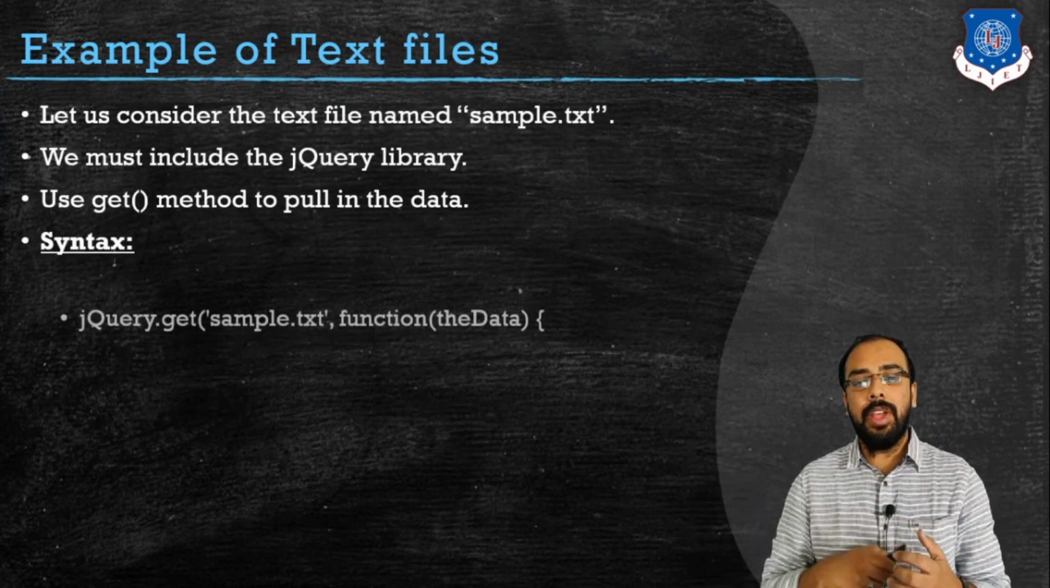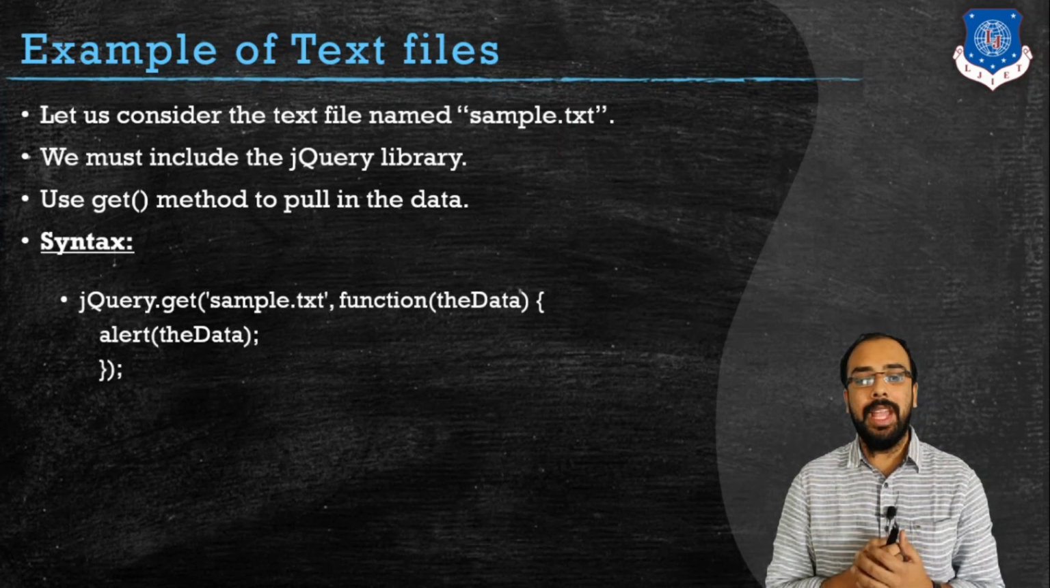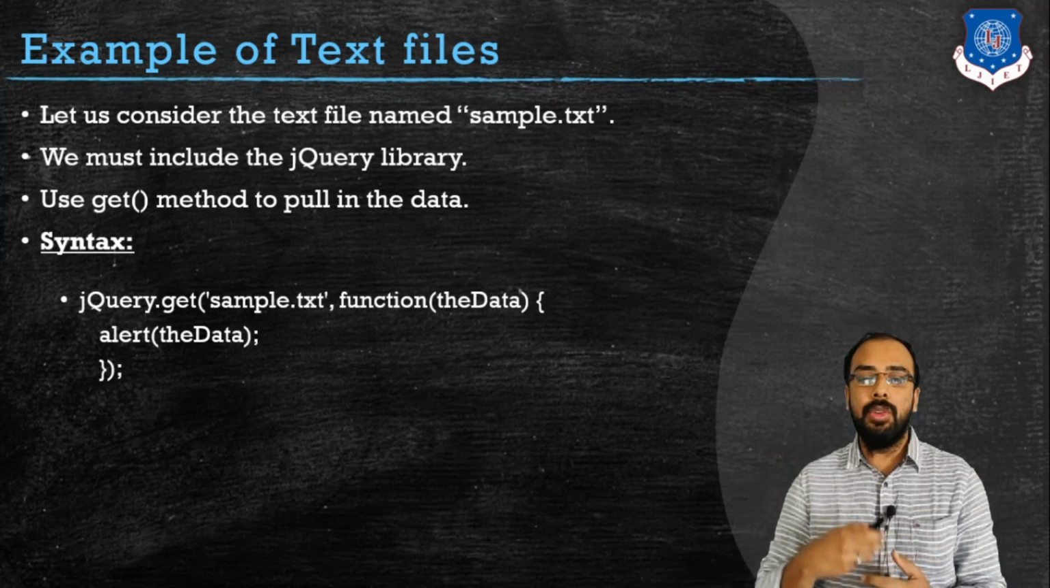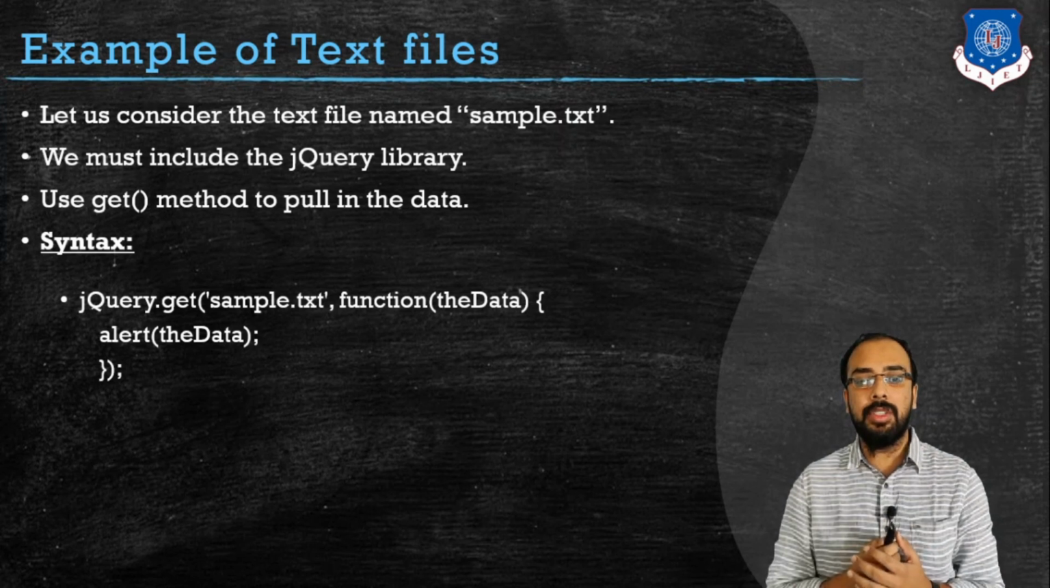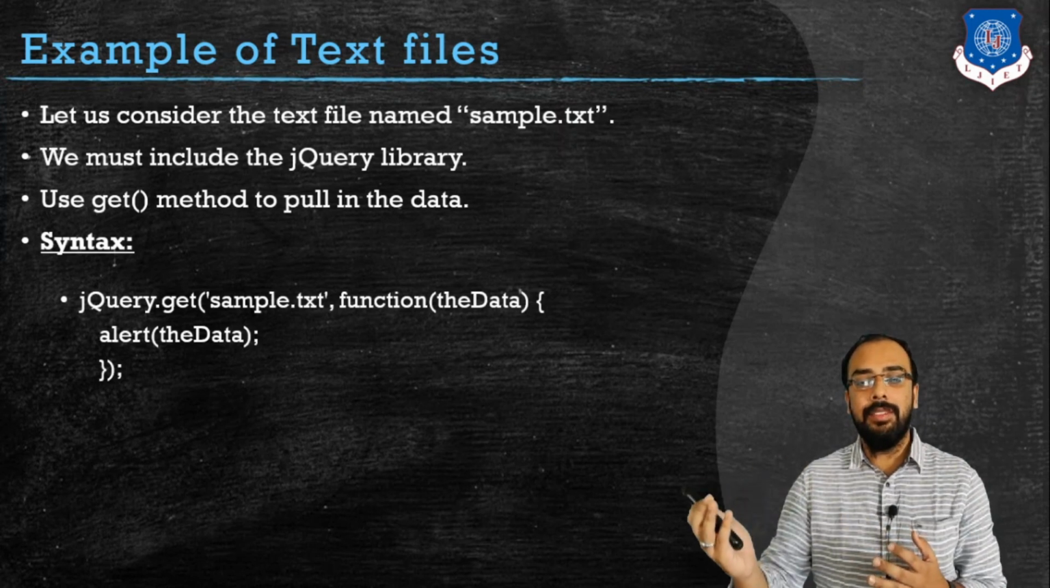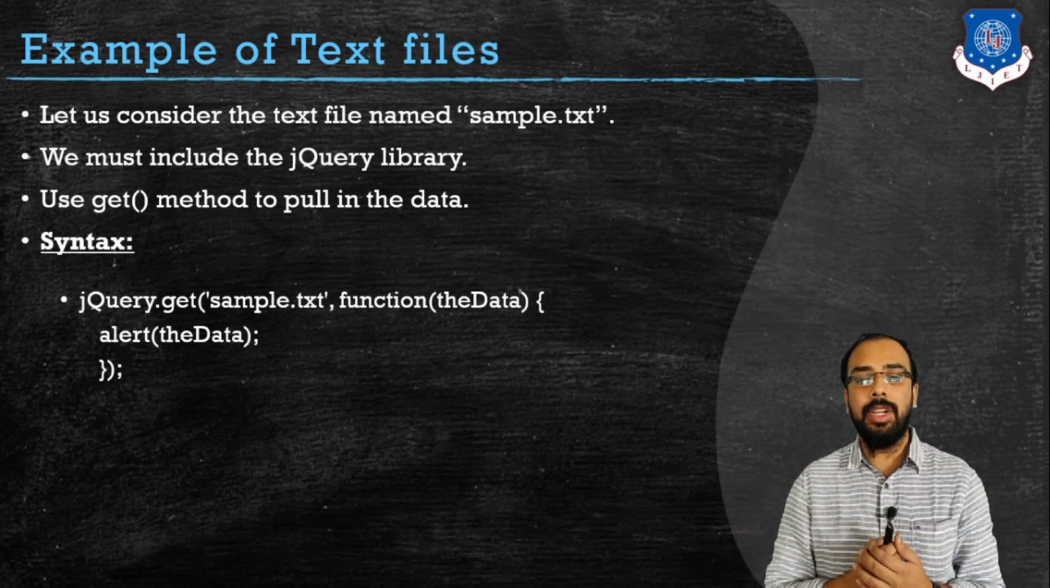So let us consider an example of reading a text file. For example, I have a file named sample.txt. How can I read this particular file? The first step is we need to include the jQuery library, that is, we need to use AJAX. Now we have imported the library, but how can we read the data stored inside the text file named sample.txt?